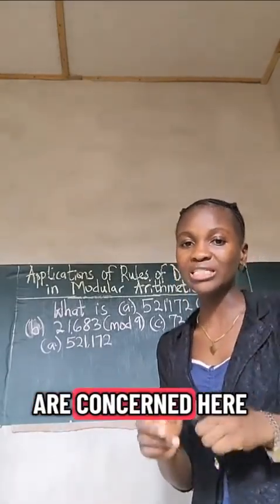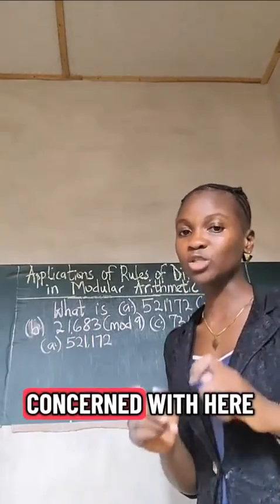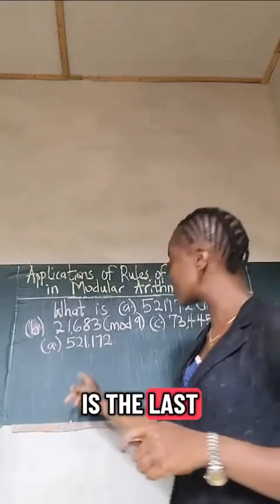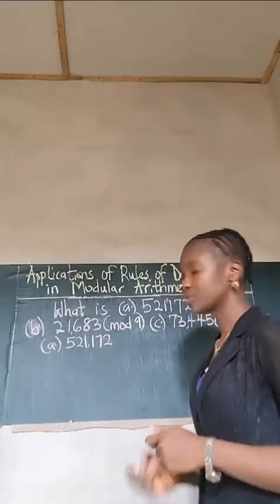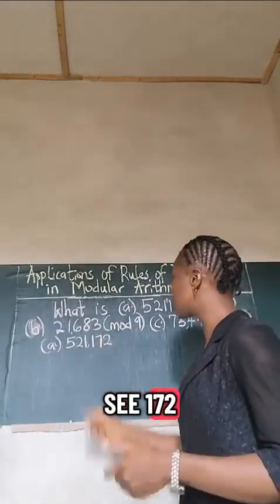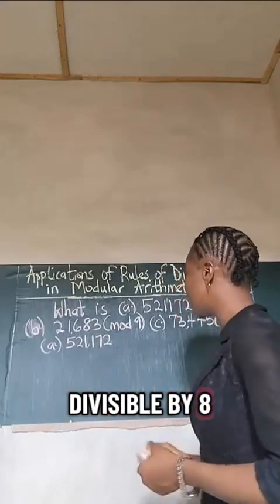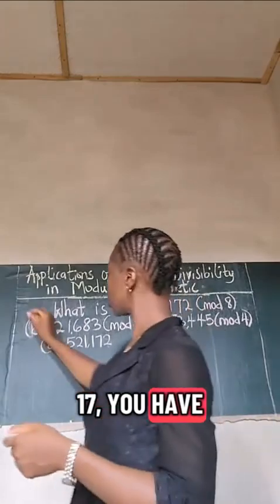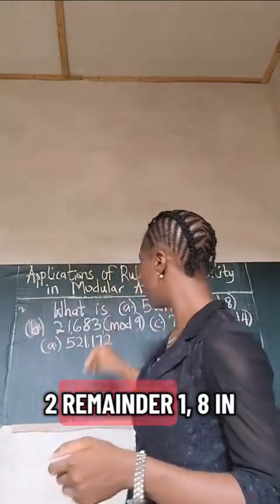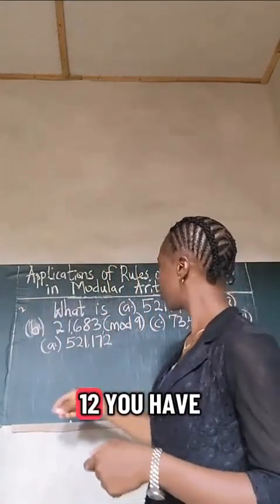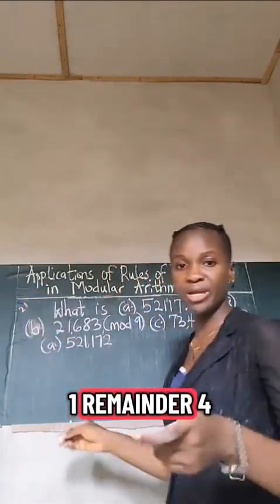So what we are concerned with here is the last 3 digits. So now let's see if 172 is divisible by 8. 8 in 17, you have 2, remainder 1. 8 in 12, you have 1, remainder 4.